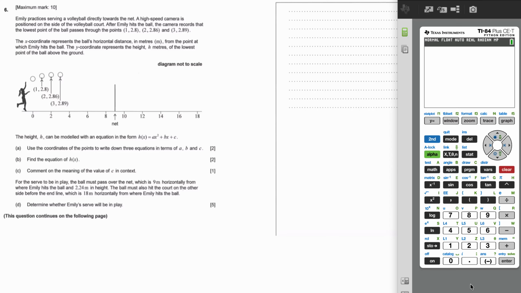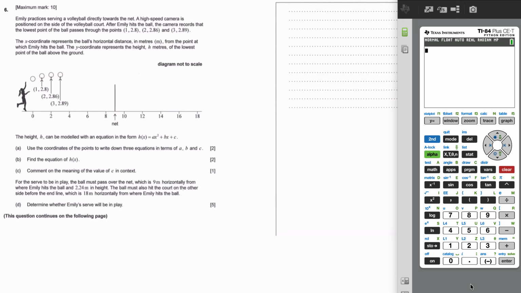So this question is a quadratic modelling question. And the first part of the question, it tells you that there's this volleyball tournament or volleyball serve. We can see that the net here is in the middle of the court and the ball is being volleyed over the net to the other side. And we have these 3 different points where we're kind of tracking the ball over time.